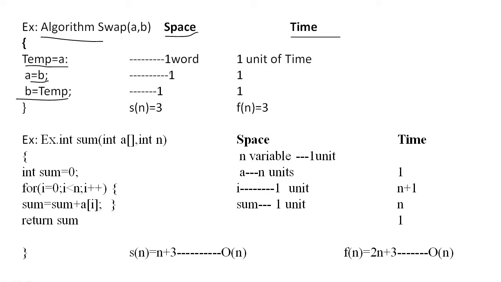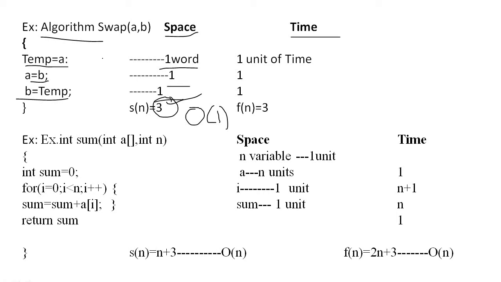These 3 variables are fixed ones, and for every variable, 1 unit or 1 word of space is needed. So the space complexity of this one is 1 plus 1 plus 1, which is 3. The space complexity is a constant value. So the order of this function is big O of 1. Is that clear?